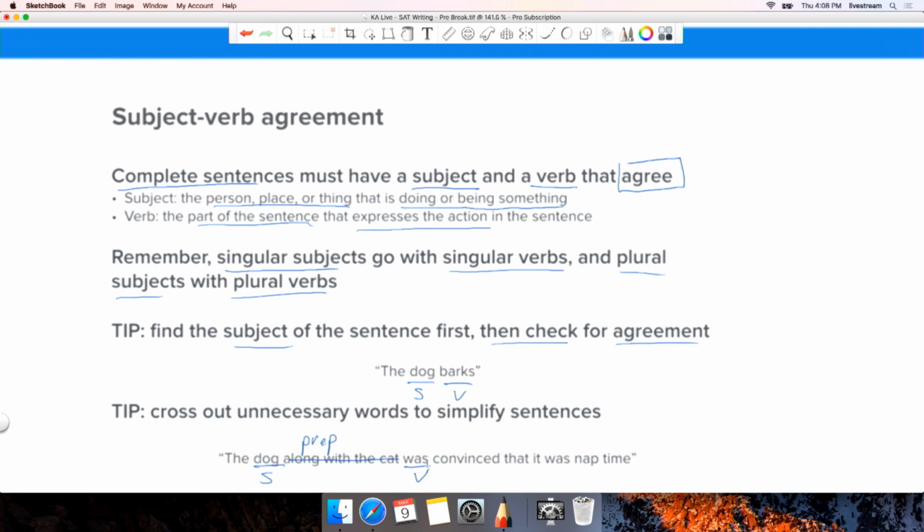And then the verb is was, so if you cross out the prepositional phrase, the sentence is a bit simpler and just reads, the dog was convinced that it was nap time. And then you can tell that the agreement is fine, and eliminating the prepositional phrase really helps. So that's a quick overview of subject-verb agreement. Like I said, you've probably heard this in your reading or English classes in school, but this is a quick refresher, and now we're going to do a little back and forth quiz to see what you remember and show you some examples.